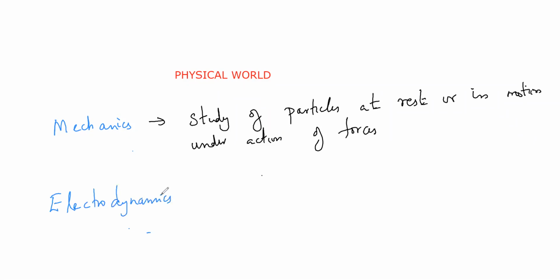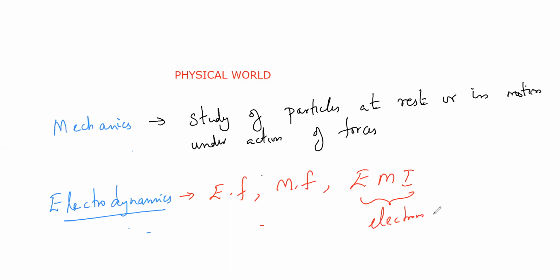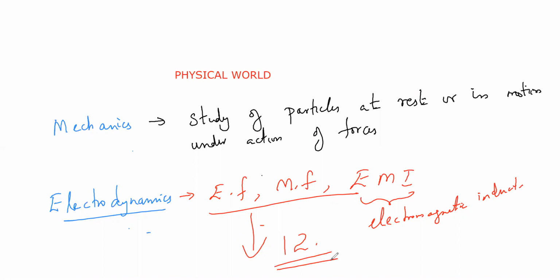Electrodynamics. This deals with electric field, magnetism. Electric field I'm putting as EF, magnetic field as MF, and electromagnetic induction, EMI. This is something you'll study in class 12th in detail. You get a chapter on electromagnetic induction. This whole thing will be there in your class 12th in detail. Later on, you can copy it.